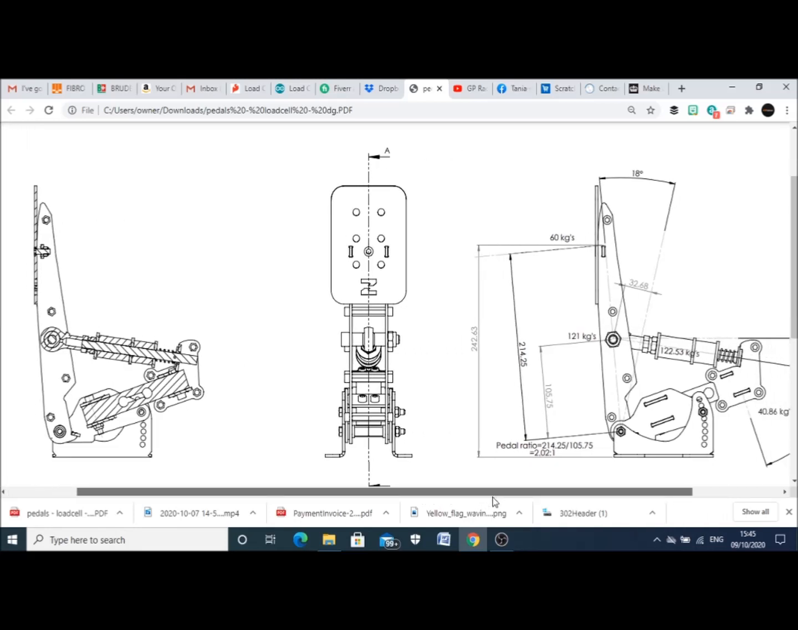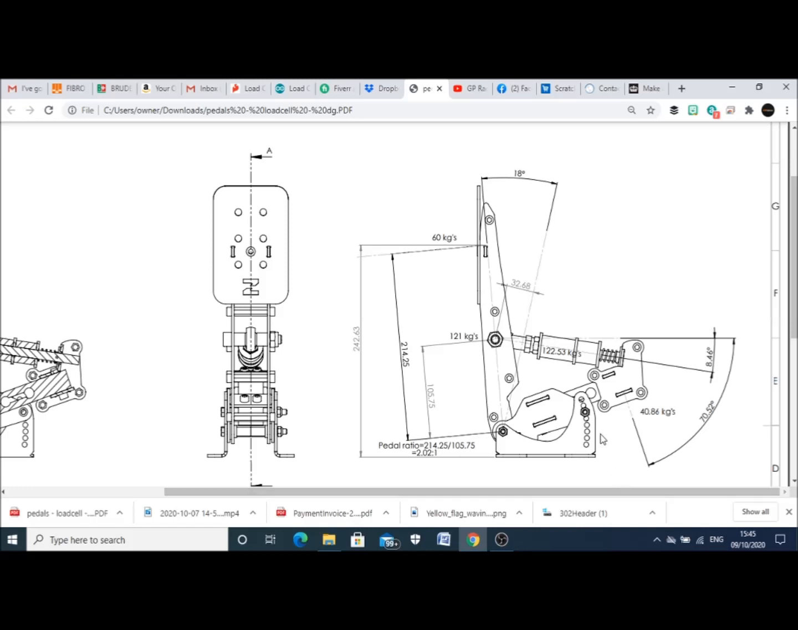Okay, so then I thought about checking out exactly what rating of load cell we need, because I know that 100 kilograms is used a lot in DIY builds, but 200 kilogram load cells are also used in commercially available pedals like the Heusinkveld. So I know from data logging British touring cars that the drivers in that type of car tend to push about 60 kilos on the pedal pad. I also know from my time in Formula One that F1 drivers can press up to 125 kilos.